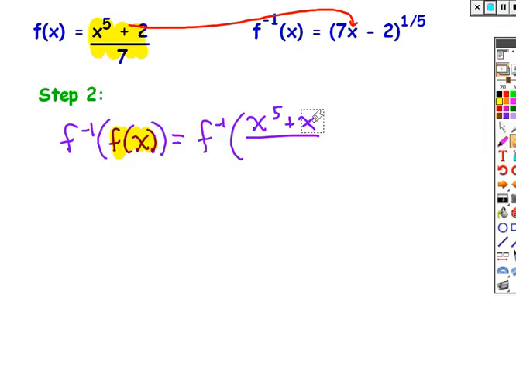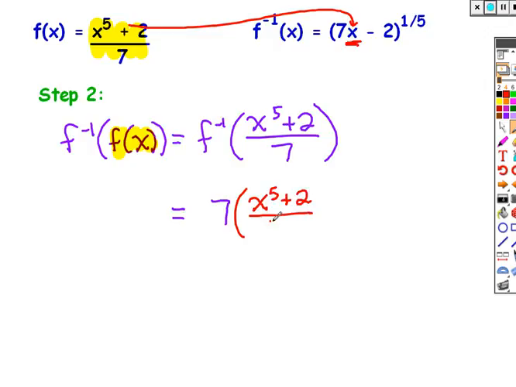Okay, let's try that again. Oh, struggling here. There we go. That's what I'm inputting into the inverse function. So if I actually do that, I'm going to get 7 times, okay, here's what I'm inputting. I'm going to replace x with x to the 5th plus 2 over 7, minus 2. All of that to the 1/5 power.